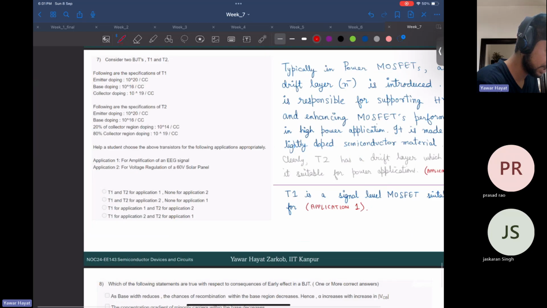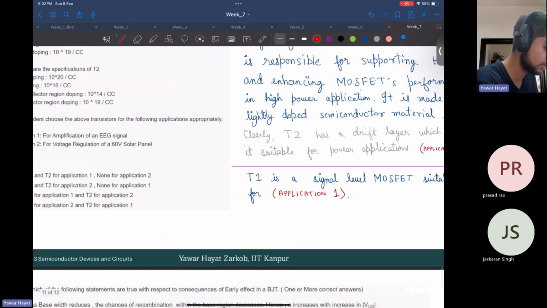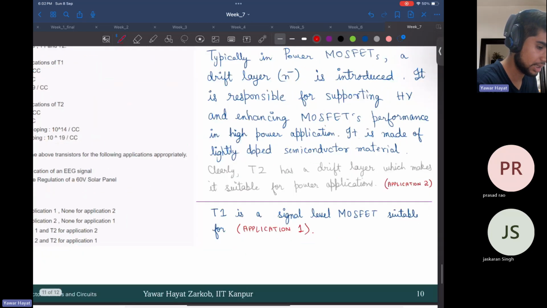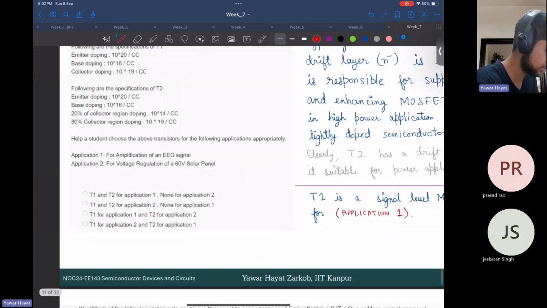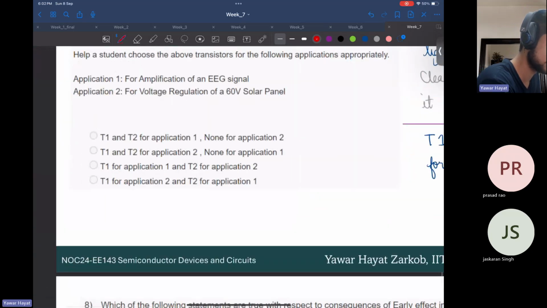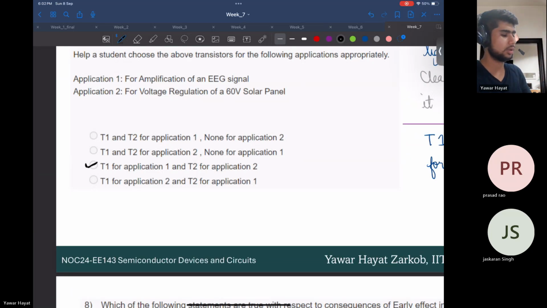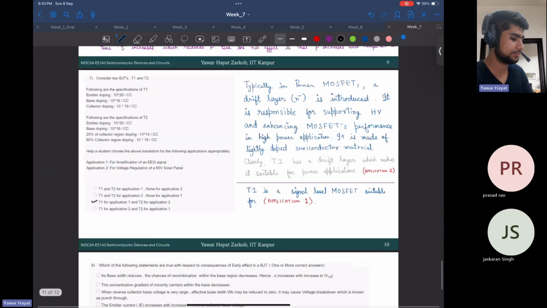So which option is correct? So T1 was for application 1 and T2 was for application 2, right? So this option is correct, right?